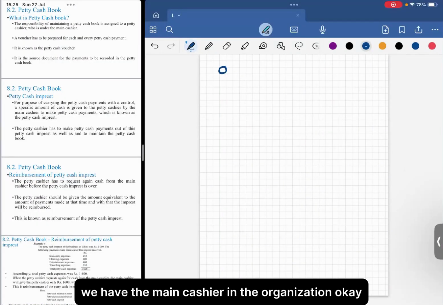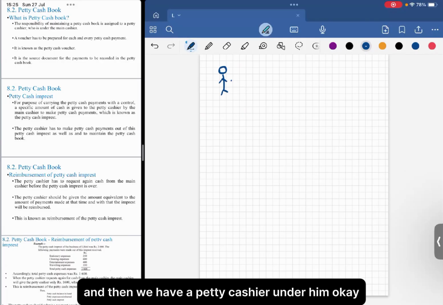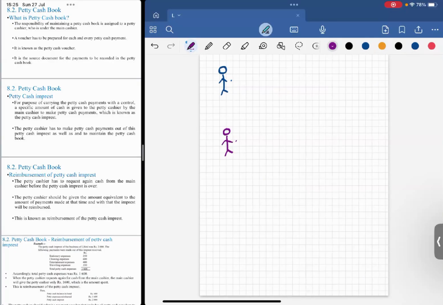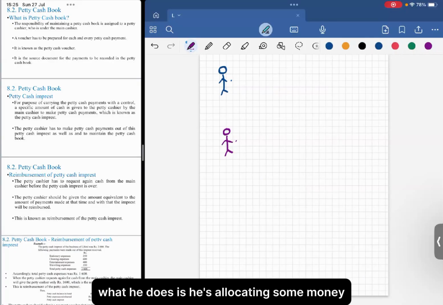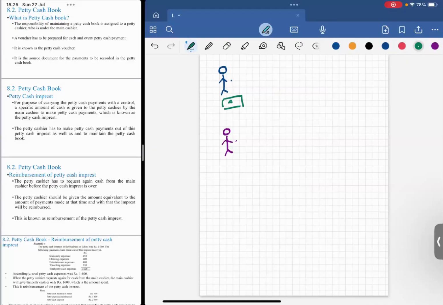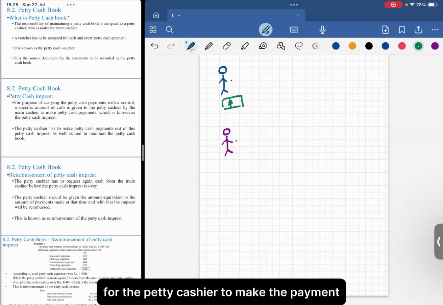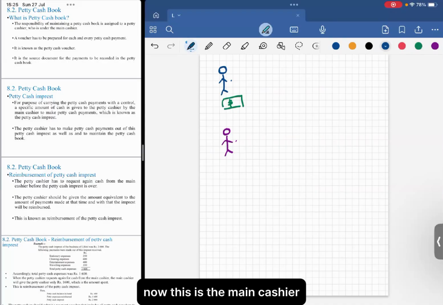We have the main cashier in the organization, and then we have a petty cashier under him. Now the main cashier is allocating some money for the petty cashier to make the payments.